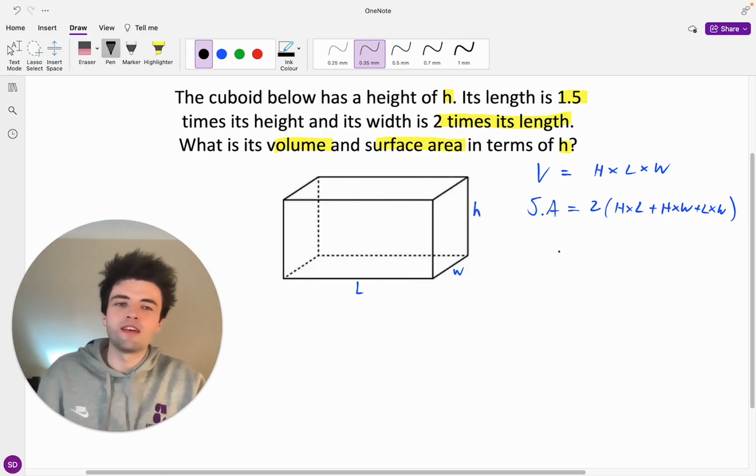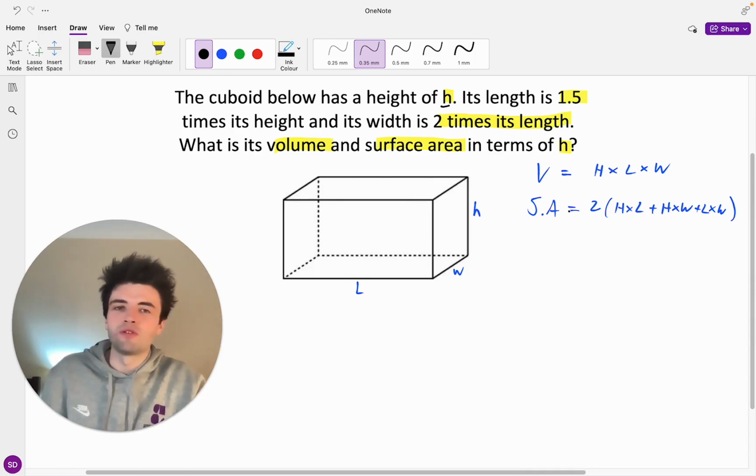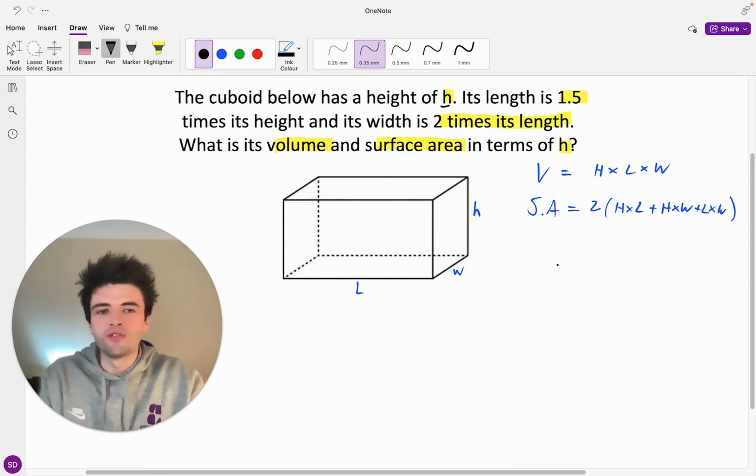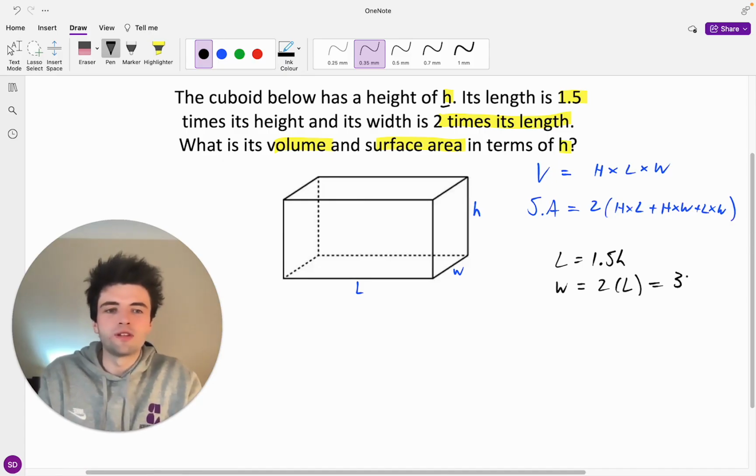So the last step I'm going to take here before we actually get to our answer is to write everything in terms of the height, because essentially that's how it's set up here. We know the height is h, but we only know that the length is 1.5 times this. So L is going to be 1.5h, and then the width is equal to 2L, which is equal to 2 times 1.5h, which is going to give us 3h.